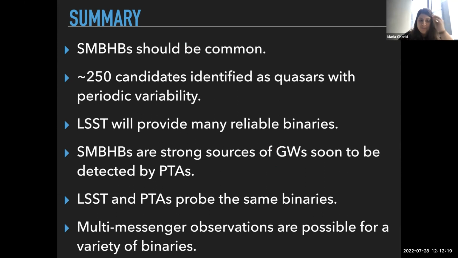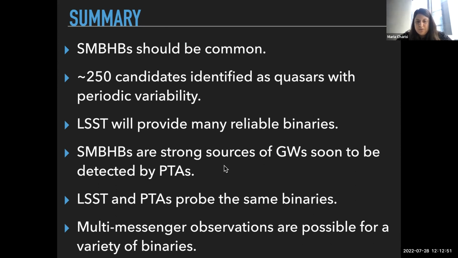So supermassive black hole binaries should be common as a result of galaxy mergers. They can be detected as quasars with periodic variability using time domain data. And in fact, we now have about 250 candidates. It's relatively hard to confirm whether these candidates are truly periodic. And the good news is that LSST, with the quality of data that we will have, will provide reliable candidates. So it will minimize the false detection rate.